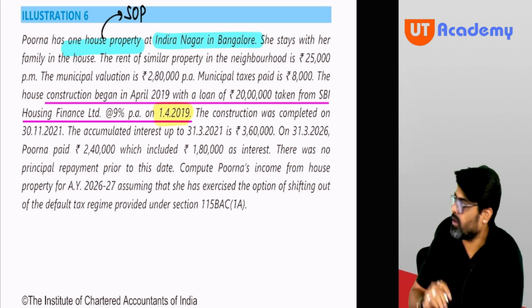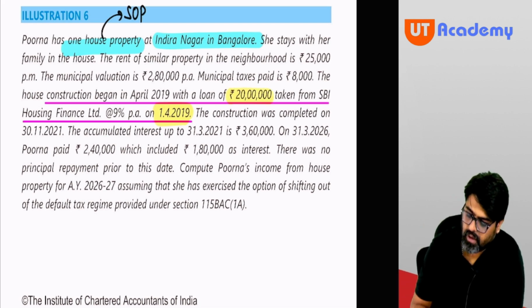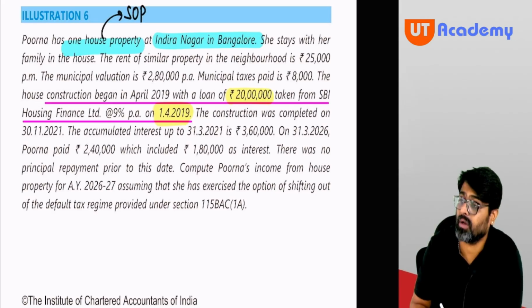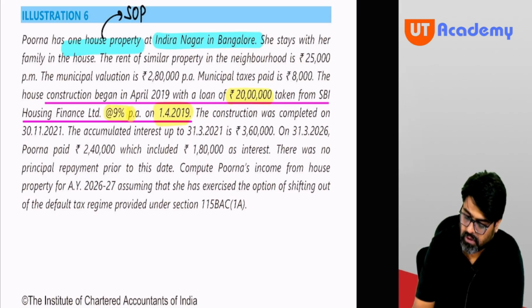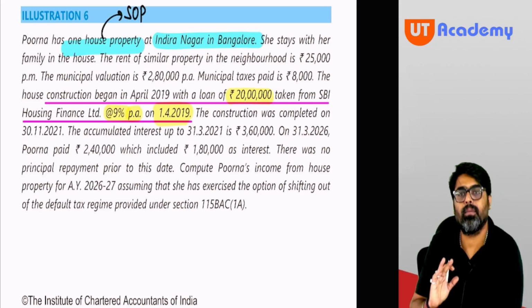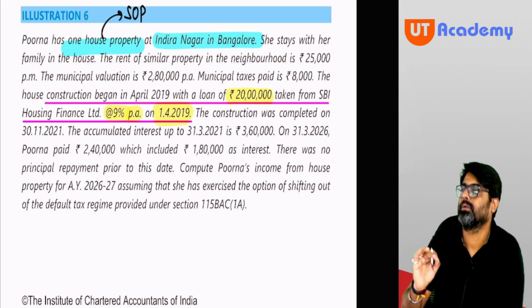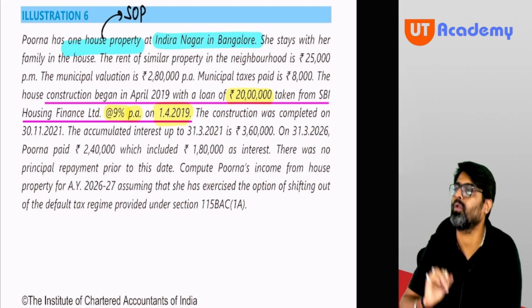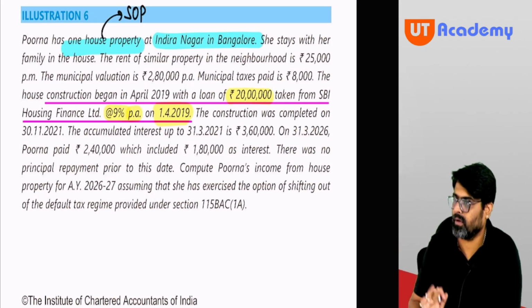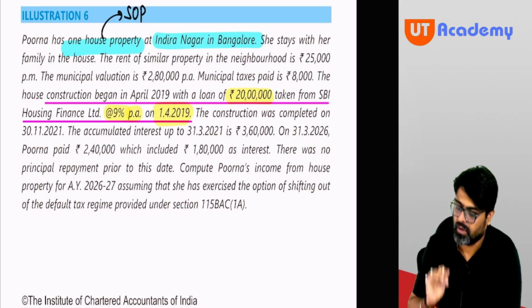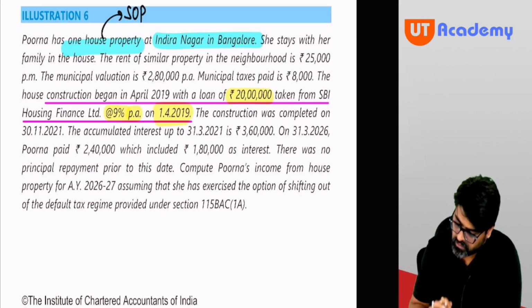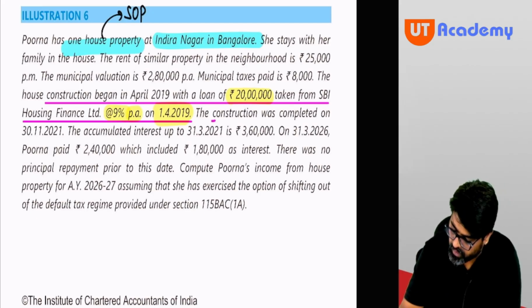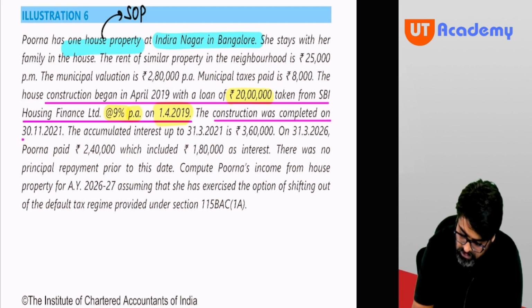Now, on this date of borrowing, how much loan she has taken? 20 lakh for the purpose of construction. Yes or no? And what was the rate of interest? 9% per annum. Yes or no? So tell me now. Construction has started in 19-20. In 19-20, property is not there. 2021 also, the property is not there. 21-22, the property is there, because construction was completed on what date? 30th November 2021. Yes or no?